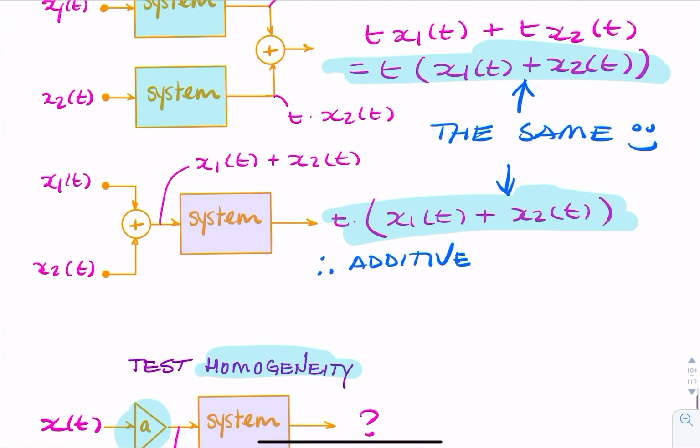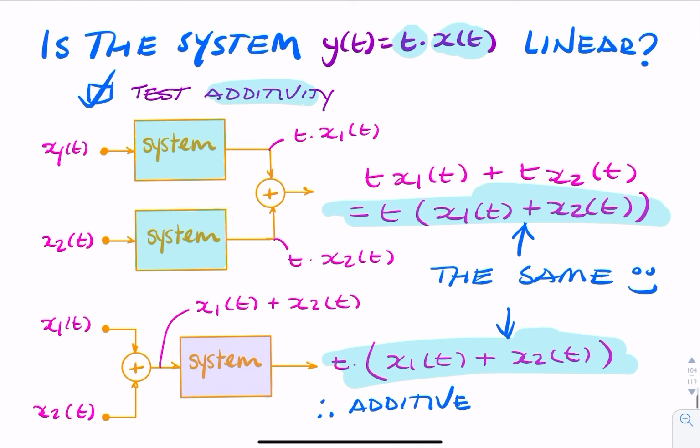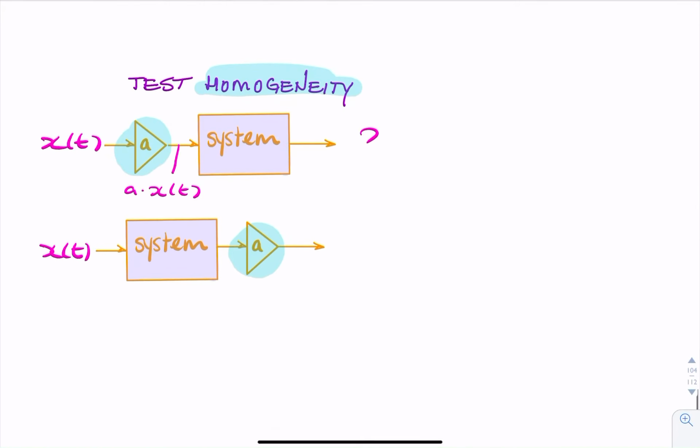Well, let's go back and check what the system does. The system takes my input and multiplies it by time. So my input to the system here is a times x of t, and it's multiplied by time.